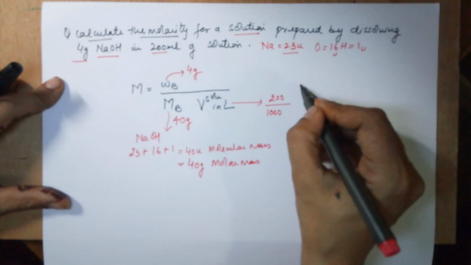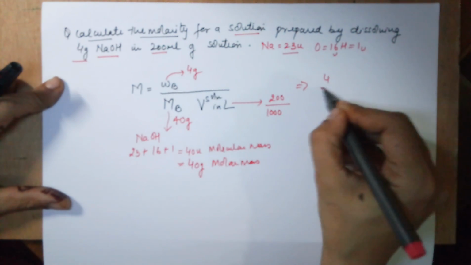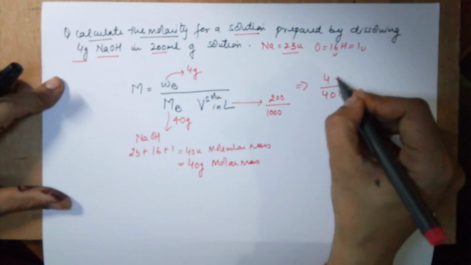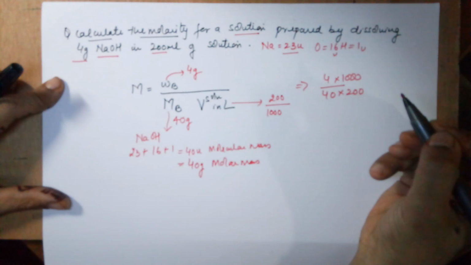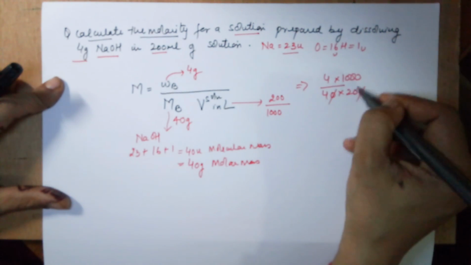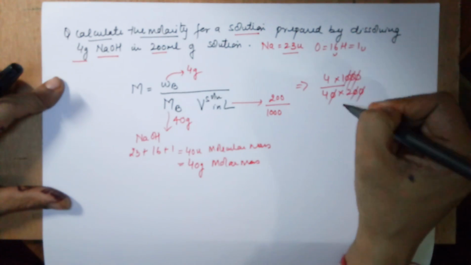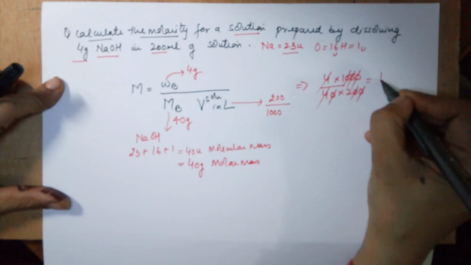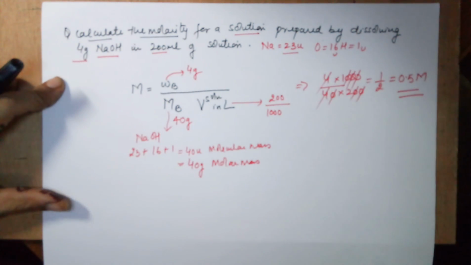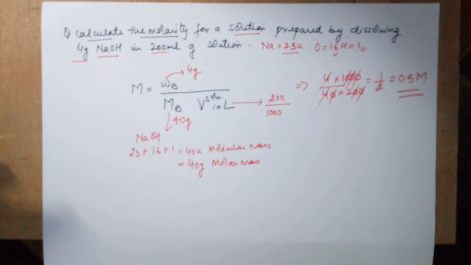So the values that you get now are 4 divided by 40 multiplied by 200 and you had 1000 in the denominator, which goes into the numerator. Calculating it. 1, 2, 3. 1, 2, 3. 4 goes with 4. You're left with 1 by 2, which is equal to 0.5 M is your answer for the question.